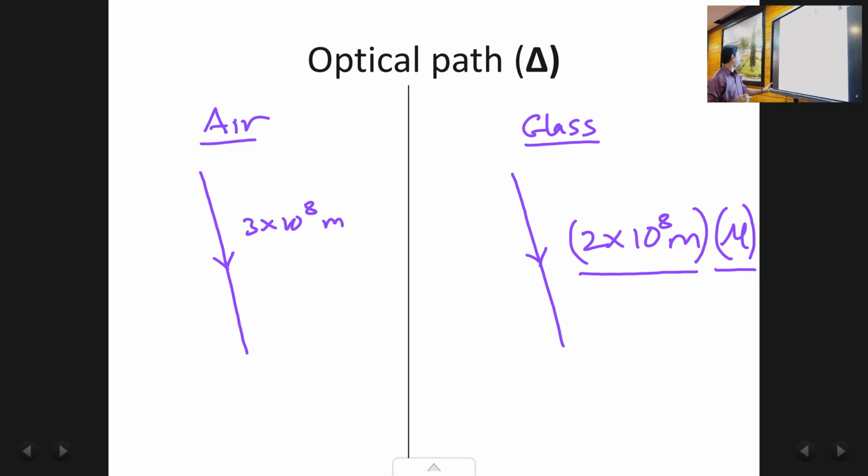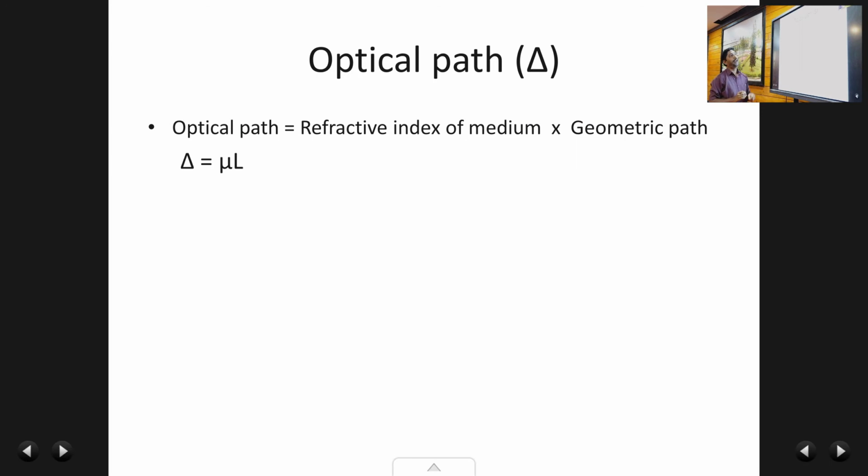So therefore, optical path is defined as the refractive index of the medium multiplied by the actual distance traveled by the ray of light, which is L, geometric path. So the formula for optical path is delta is equal to refractive index mu into the actual physical distance traveled by the ray of light.